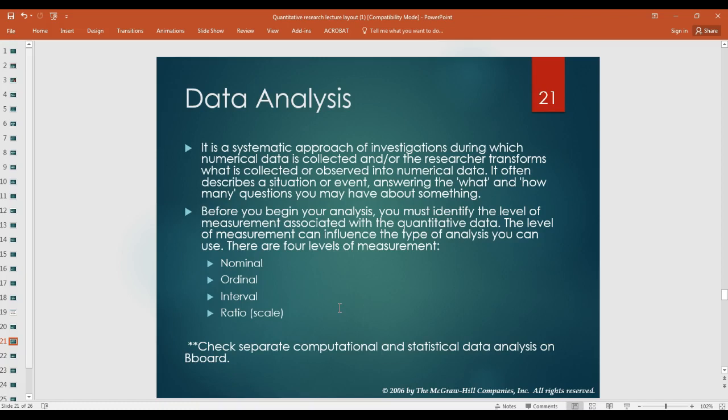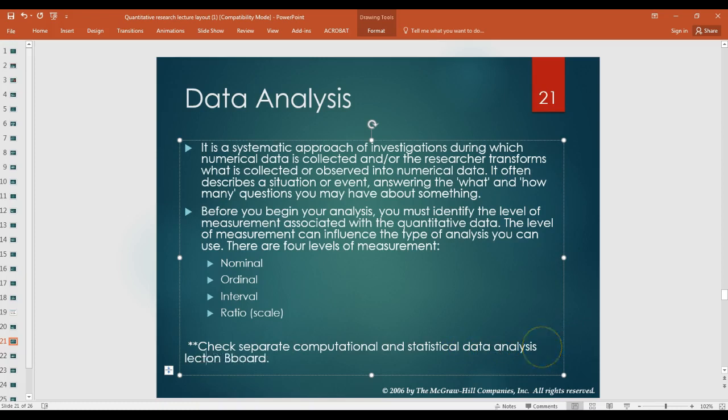Again, please go and check the separate lecture. I'm editing as I'm talking, as I'm giving you the lecture here. But anyway, check the lecture on Blackboard for data analysis, just not to repeat myself.